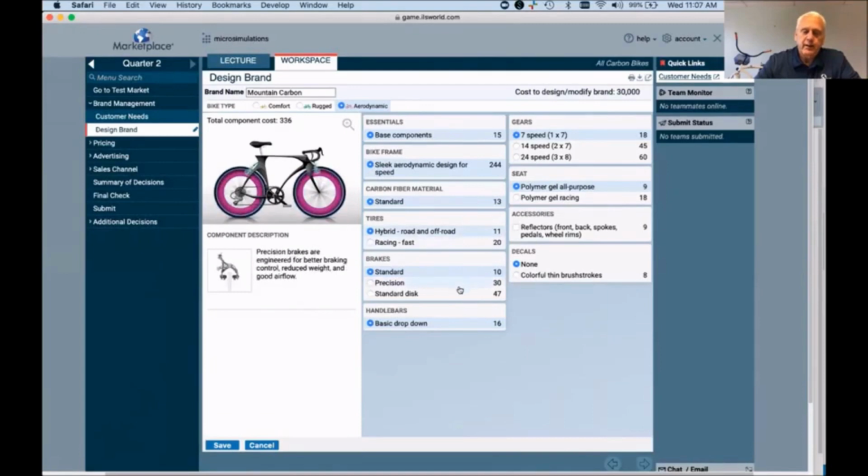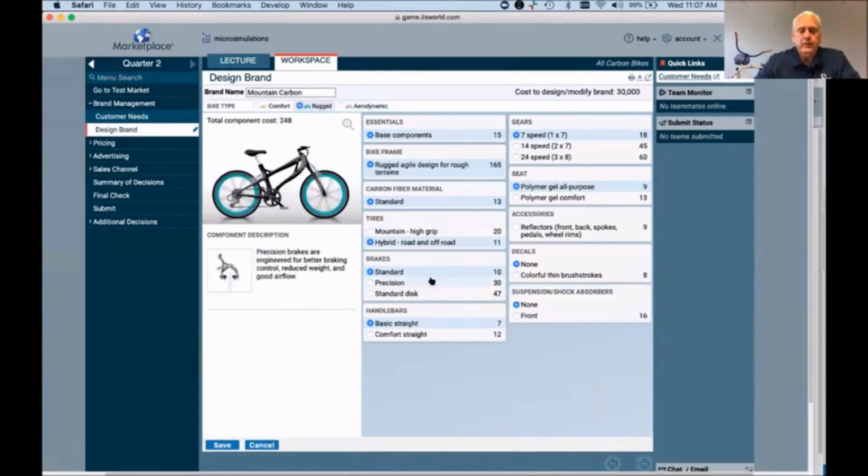And I can have different kinds of brakes. Now, I want a rugged bike, so I can choose either mountain high grip tires or a hybrid road and off-road. I'm going to choose those because I'd like to appeal to a couple of different segments. The brakes, standard or precision, or standard disc. And mountain bikes typically have a disc brake. Because I'm appealing to multiple segments, my strategy is to maybe pick up some of the customers from the recreation segment.